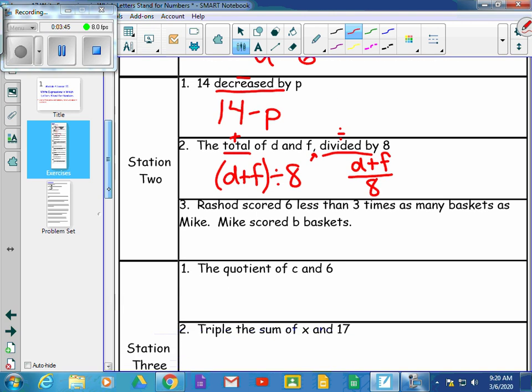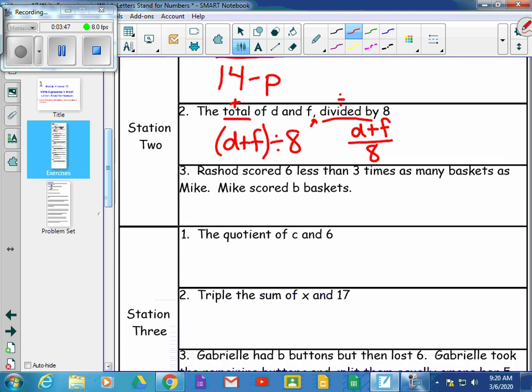The last one I'm going to do with you is number 3. Rashad scored 6 less than 3 times as many baskets as Mike. Mike scored B baskets. We have less than in there, which tells us subtraction, and then times, which tells us multiplication.